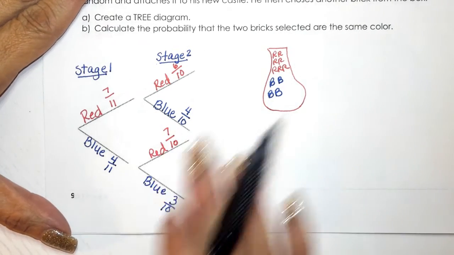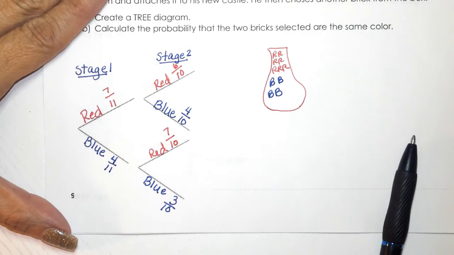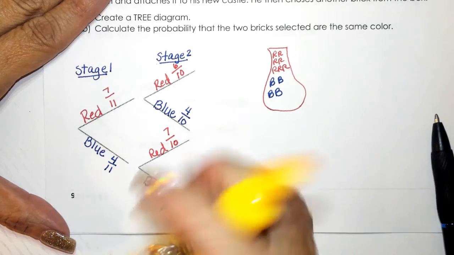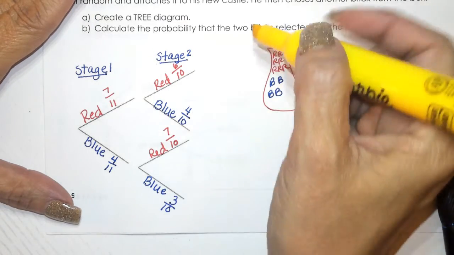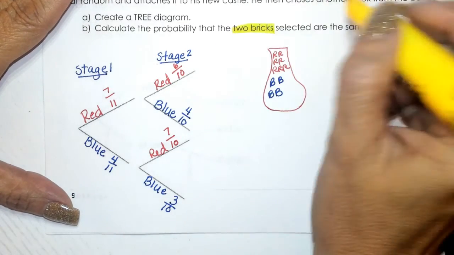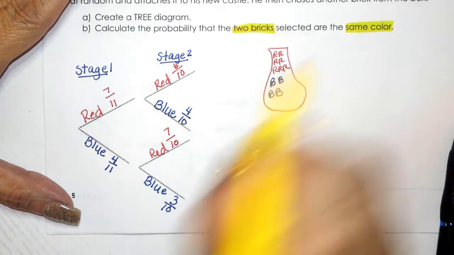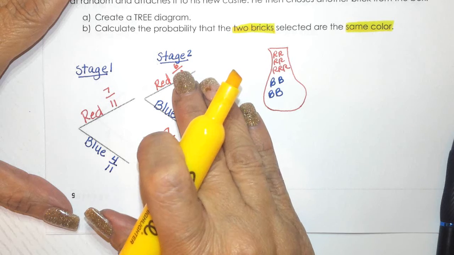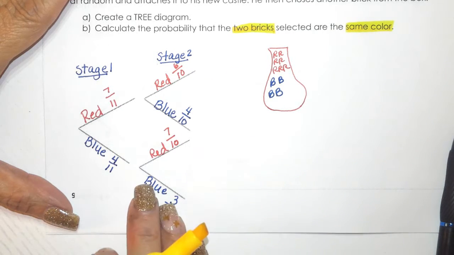So to me, Venn diagrams are just like, oh my gosh, that makes so much sense. I understand what we did. Okay, so we created a tree diagram. The next thing it wants us to do is calculate the probability that the 2 bricks selected are the same color. That means I could do red, red, or I could do blue, blue.